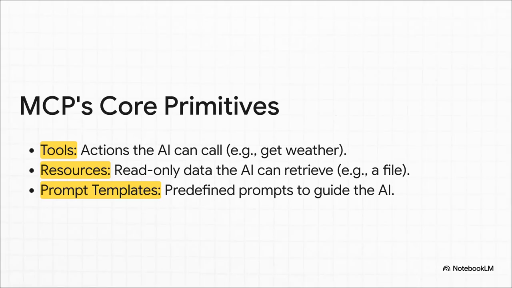So what can these MCP servers actually offer the AI? Well, they advertise three main things. First, you have tools. These are actions the AI can actually perform, like get the current weather or create a calendar event. Second, there are resources. This is read-only data the AI can look up, like the text inside a file. And third, prompt templates, which are basically pre-made guides to help the AI perform a task correctly.